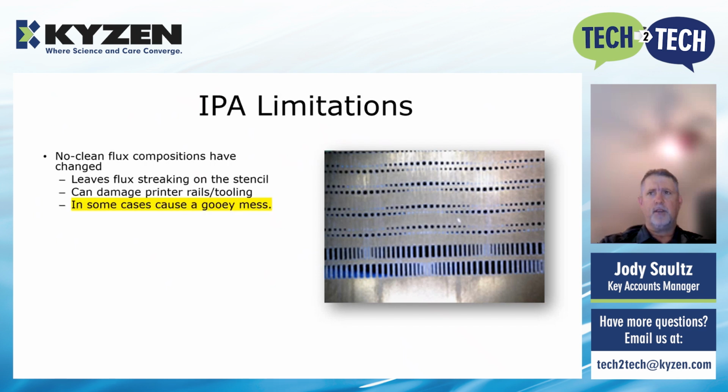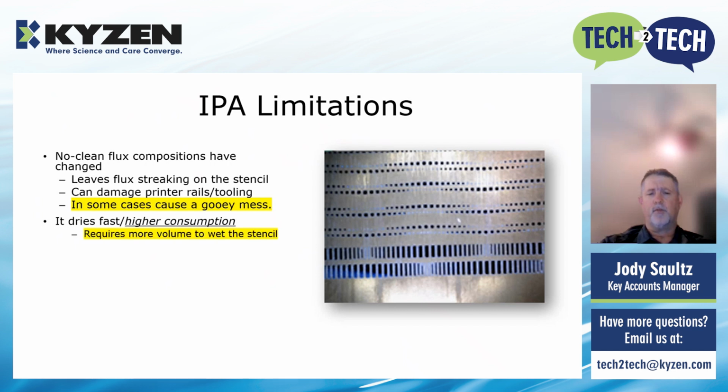You can see on this image on the right, this was taken with ultraviolet lighting. You can see where IPA is leaving streaking on the stencil. If you look very close, some of the apertures still have paste down in them, which is going to affect the printing process. IPA can damage the printer rails and certain tooling, and in some cases, when IPA gets mixed with certain fluxes or pastes, it becomes really gooey, and that gooey mess can cause you major issues in the printing process.